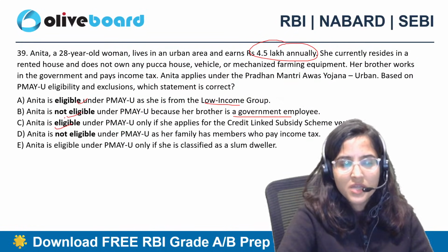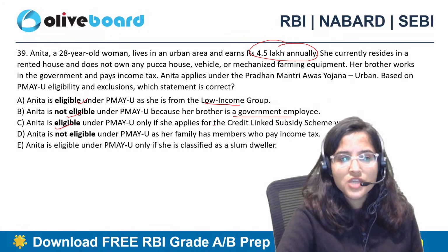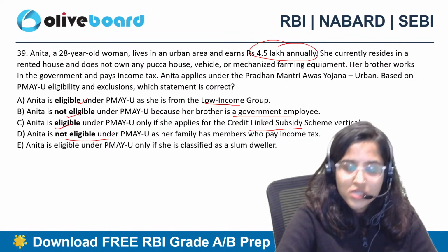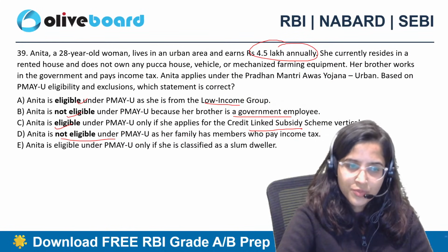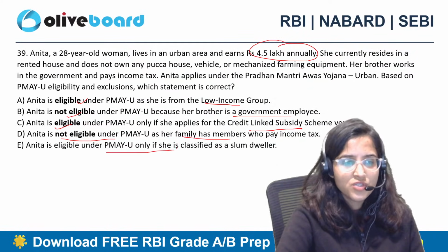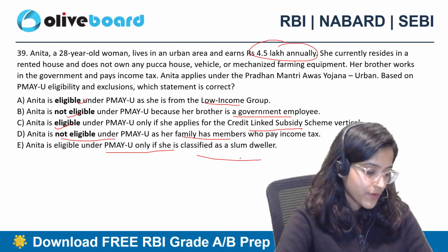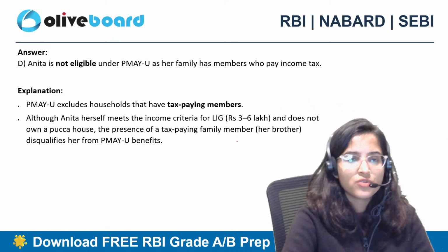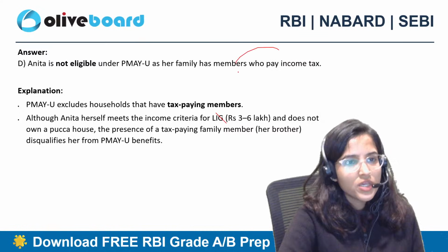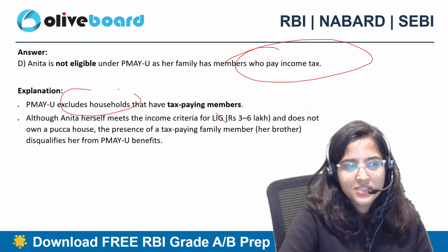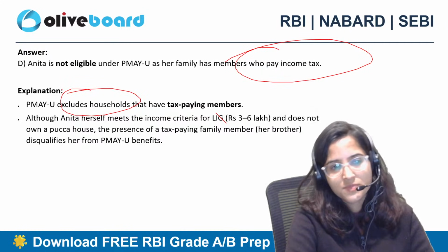Anita is eligible under Awas Yojana Urban only if she applies for the credit linked subsidy scheme vertical. Anita is not eligible under Awas Yojana Urban as her family has members who pay income tax. She is eligible under Awas Yojana only if she is classified as a slum dweller. 39th question. I have received D as the answer, which is absolutely correct. Anita is not eligible क्योंकि कोई income tax pay कर रहा है. So PM Awas Yojana Urban, it excludes households that have income tax paying members.